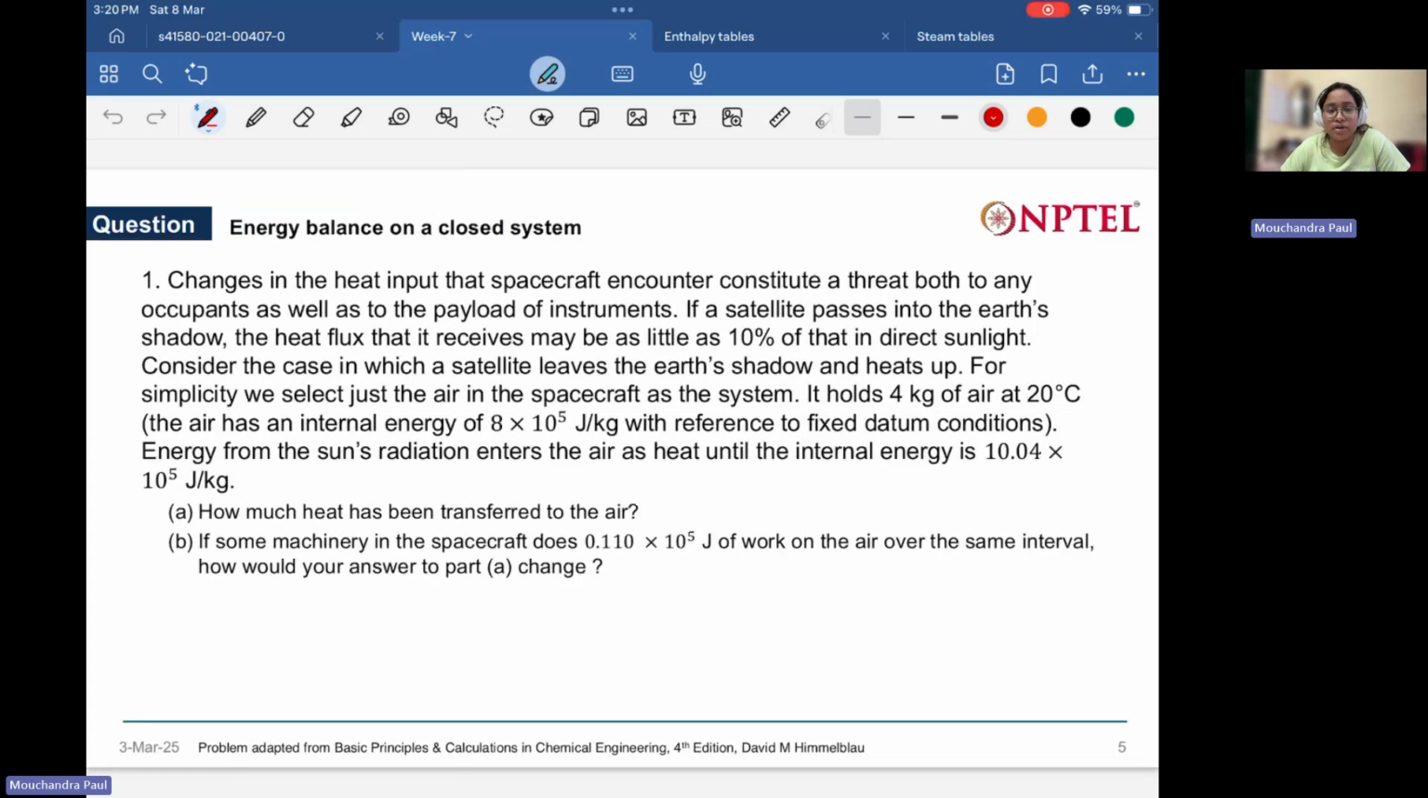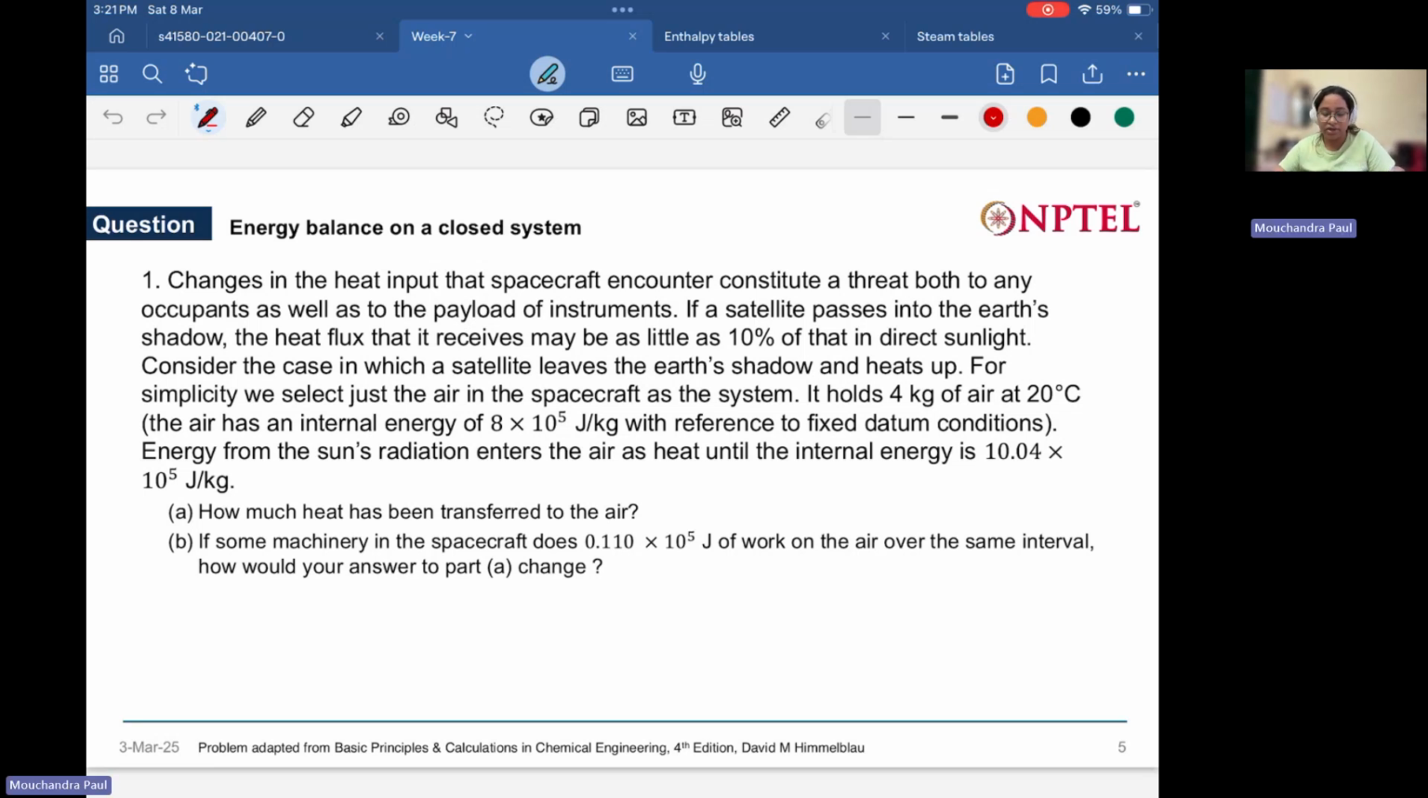Let's start with the questions on energy balance. In the previous class we looked into both open systems as well as closed systems. We'll try to solve a few problems based on those concepts today, and then we'll move on and solve a few more problems related to heat, specific heat, and various other topics. All right.